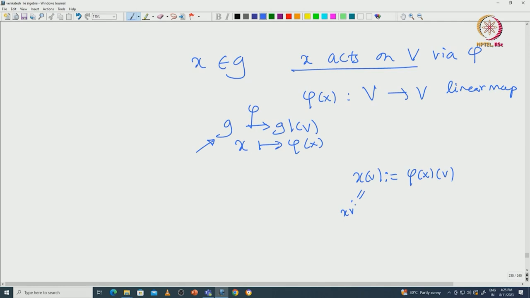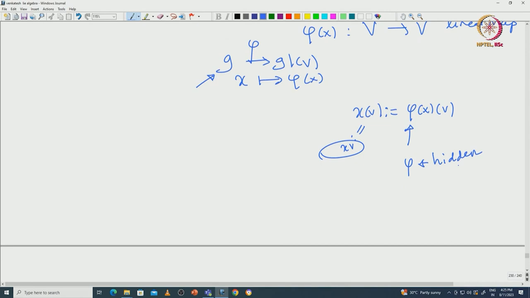Okay. So, most of the time we will not tell very explicitly what this phi is. This phi will always be hidden. Then we write x v to denote the action of x on v. It should be understood that whenever we write x acting on v, that means we are talking about there being a representation. If you are not comfortable with this notation in the beginning, better you use phi of x of v every time. Okay, that is actually better.